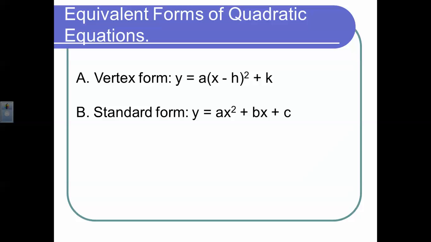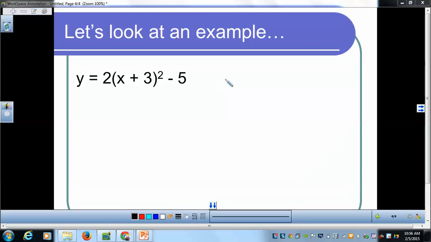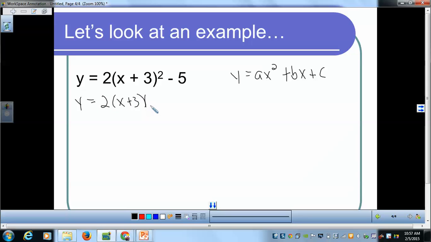All right, so let's look at something in vertex form. What we want to do is change this into standard form. And standard form is ax squared plus bx plus c. So what we have to do is basically just follow our order of operations here. Once again, we're going to have to square x plus 3. I'm going to write that out so that we can see that it's really a binomial times a binomial. So all I've done is taken this square and rewritten it like so.